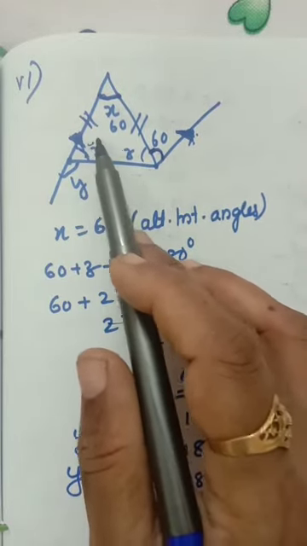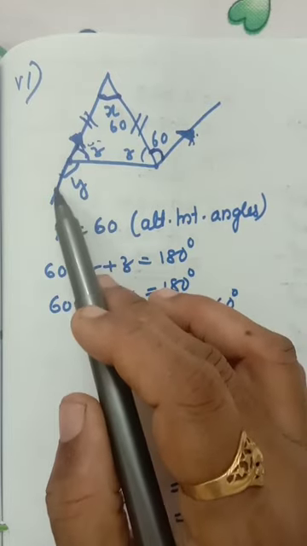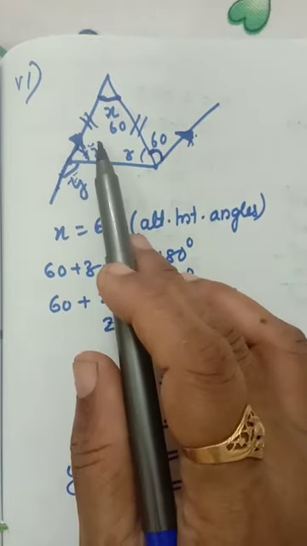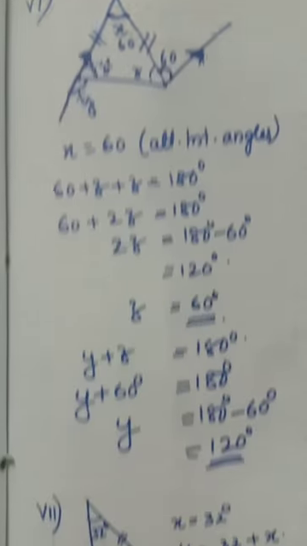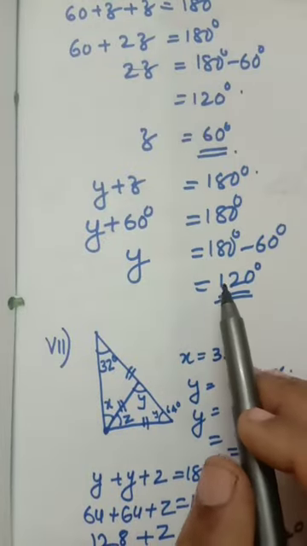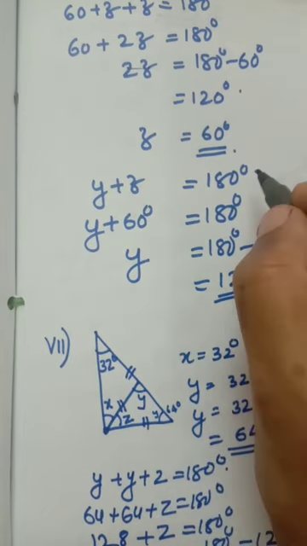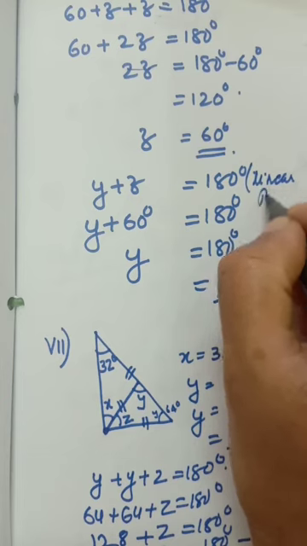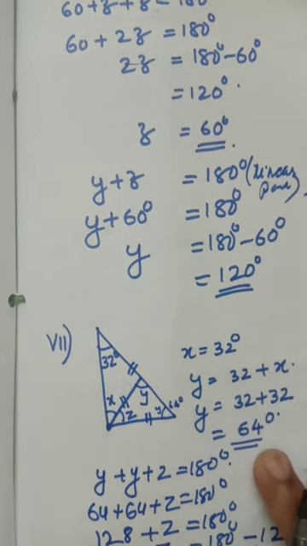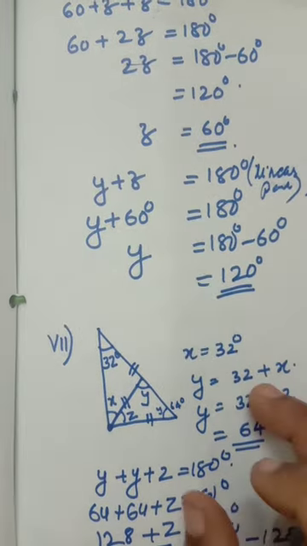This is 60. Then what about Y? This is a straight line, linear pair. This is 60, then this will be 180 minus 60. Am I right? That is 120 degree. This is called a linear pair. Linear pair. This straight line angle also you can write.